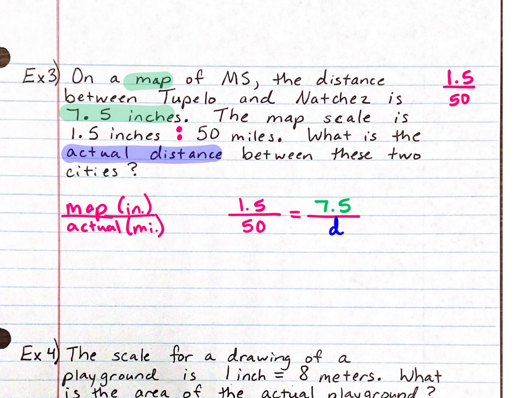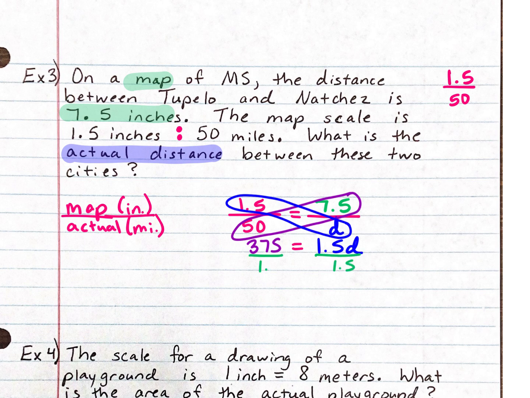So now we just have a proportion to solve. I'm going to cross multiply. 50 times 7.5 is 375. And then 1.5 times D is 1.5D. We'll divide both sides by 1.5 to solve for that variable D. And we get D is 250. And so to answer the question, what is the actual distance? 250 miles.